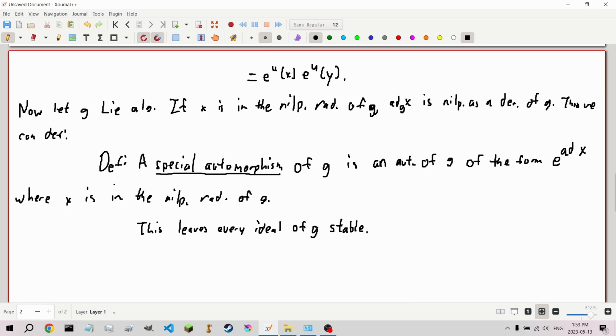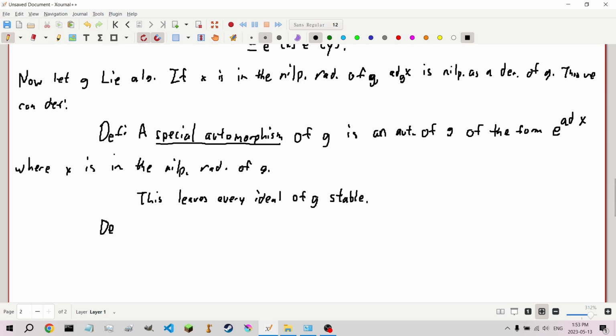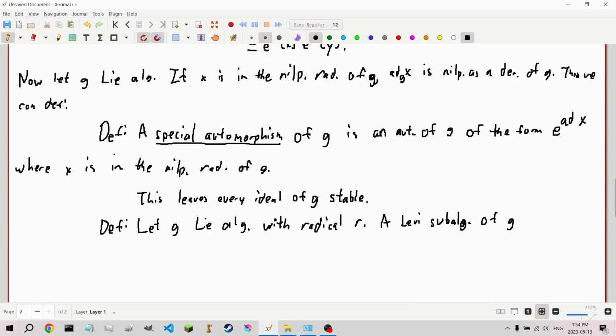I'll come up with another definition here. We're going to let G be a Lie algebra with a radical R. A Levi subalgebra of G is a subalgebra of G supplementary to R.